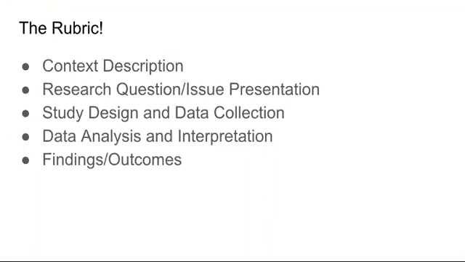So it's context, description, research question/issue presentation, study design and data collection, data analysis and interpretation, and finally findings and outcomes. So each dimension has a specific component, and each component comes with ratings along 4 levels that indicate the extent to which the evidence being evaluated meets the specific standards of racial equity that this rubric lays out.